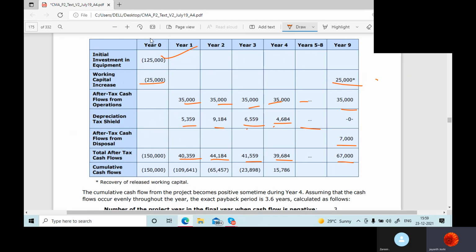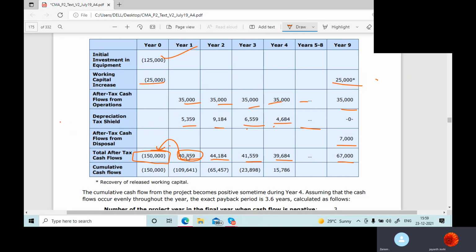Your investment happens to be 1 lakh 50. This is what you should recover. So first, you subtract this from this. Tell me what is the difference? 1 lakh 50 minus 40,359 is 1,09,641. Yes, just tell me the amount.